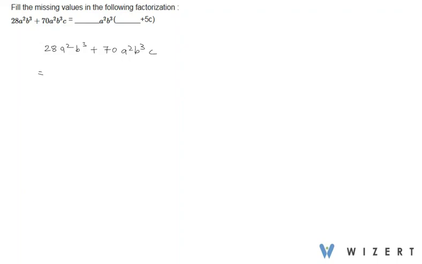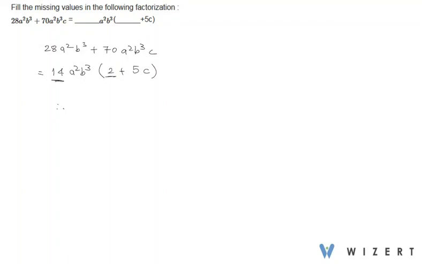So, we can see that a²b³ is the common literal factor, and the numeral common factor is 14, so we take out 14a²b³. In the bracket remains: 14 2s are 28, so 2, plus 14 5s are 70, so 5, and c is an extra literal, so this is the remaining term in the bracket. So the missing values in the above fill in the blank will be 14 and 2.